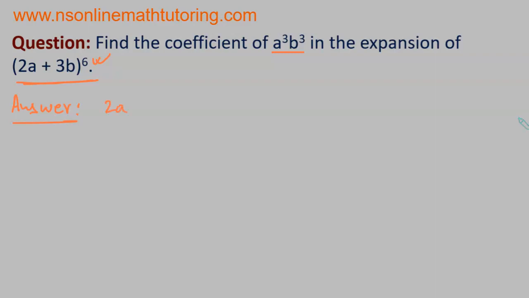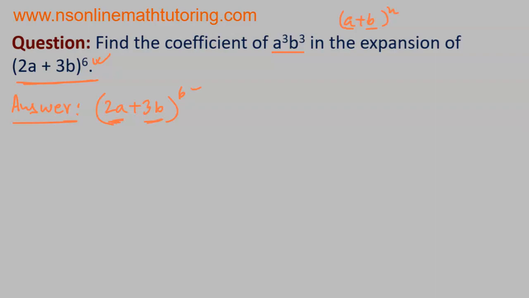(2a plus 3b to the power of 6). We have known about the binomial expansion when we had the binomial expression as a plus b. This was raised to the power of n. But in place of a, we are having 2a. In place of b, we are having 3b. No problem. Whatever we are having, this is the first term and this is the second term.